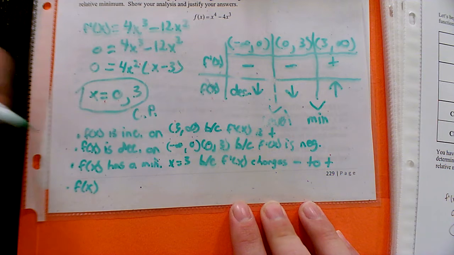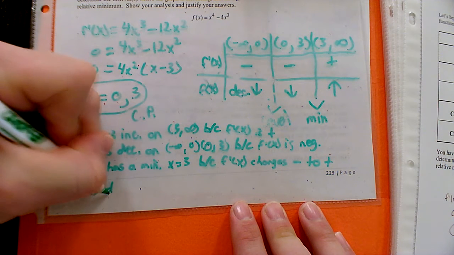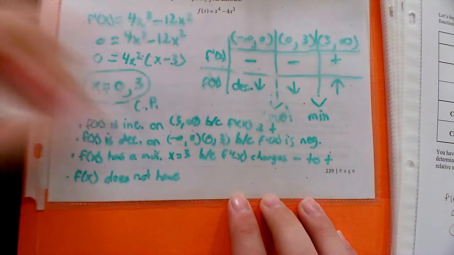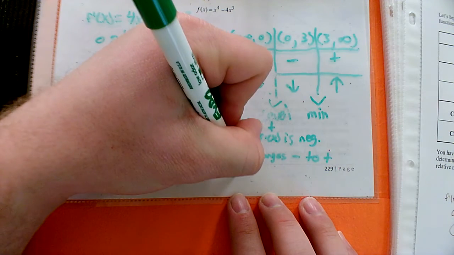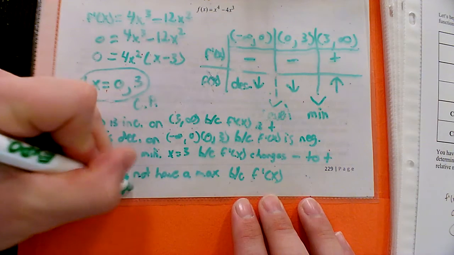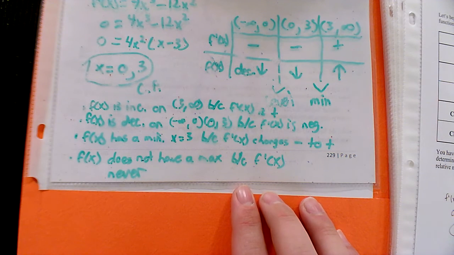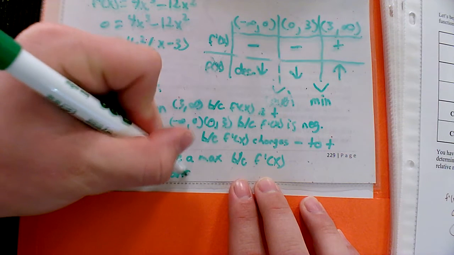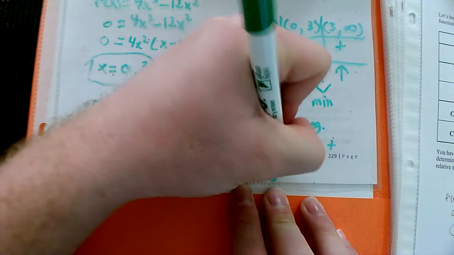One last thing. F of x does not have a max because f prime of x never does what? Does not have a max because f prime of x never does what? Stevie? Yeah, it never changes from positive to negative.